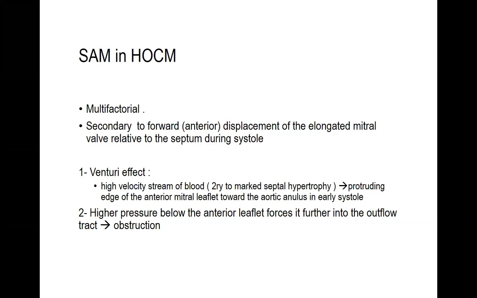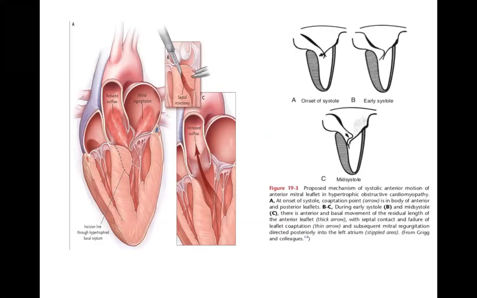That the anterior mitral leaflet is placed anteriorly. There is a Venturi effect that's going to pull the anterior mitral leaflet more, and there is a higher pressure below the anterior leaflet, which will force it against the LVOT.